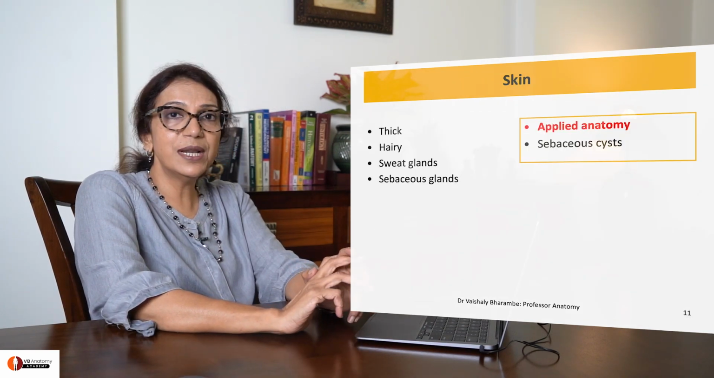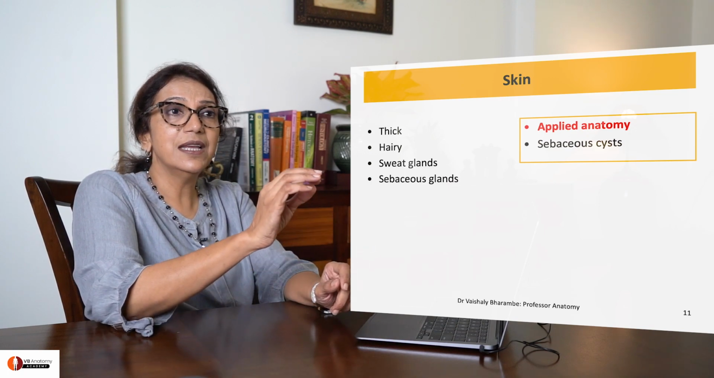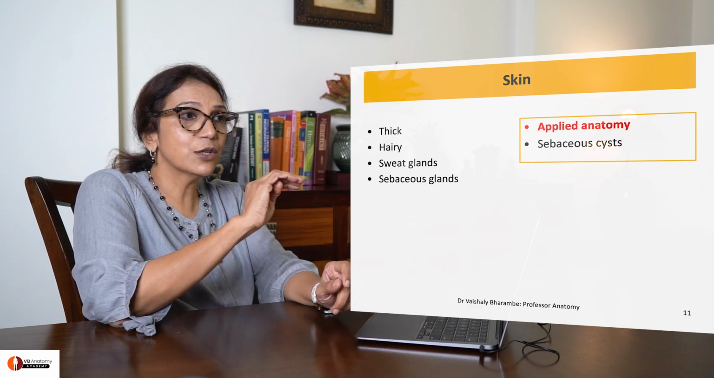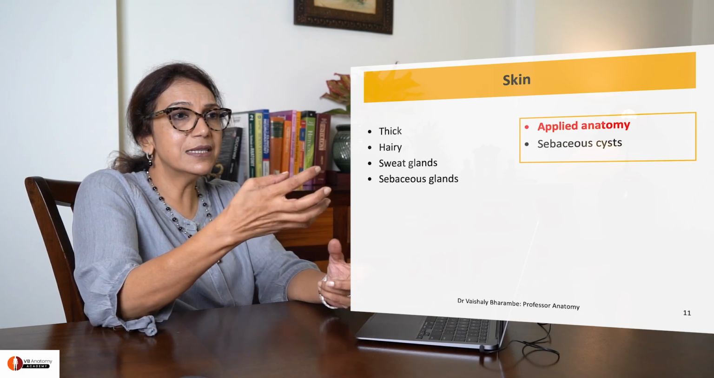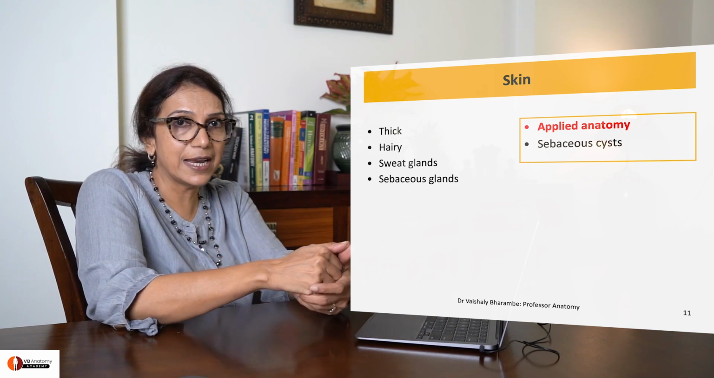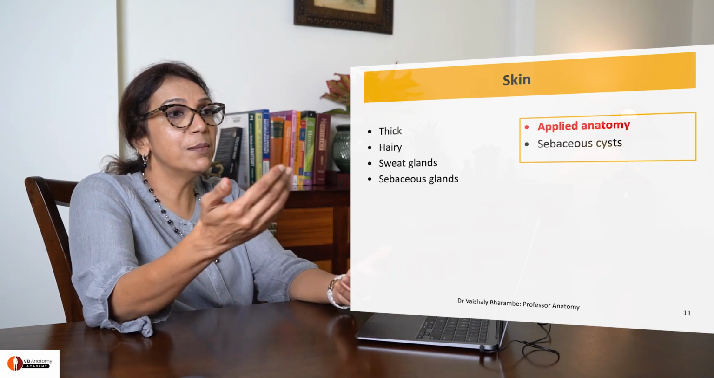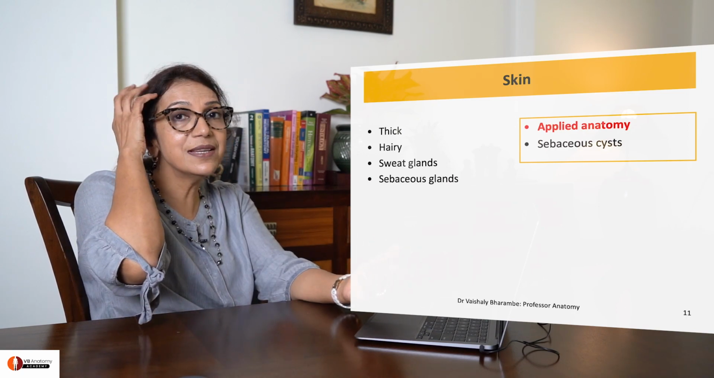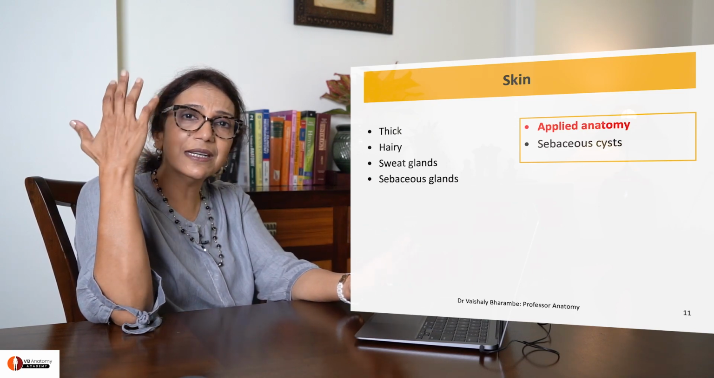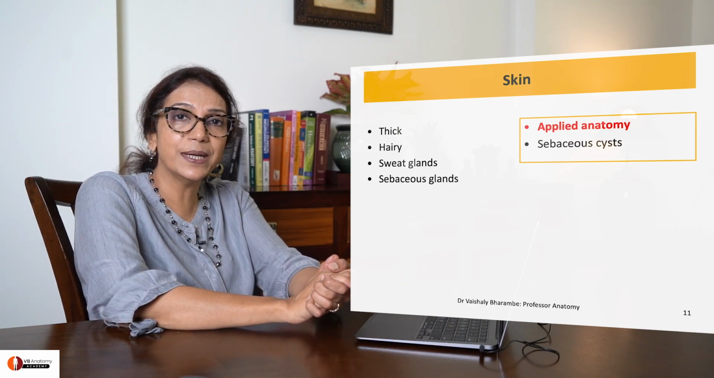Alright students, so let's talk about the first layer, the skin. The skin is thick, it's got a lot of hair and it has a dense network of sweat glands and sebaceous glands. How do we know it has sweat glands? When you come back from a jog, you find your hair is wet. That's because there's a lot of sweating happening through those dense network of sweat glands.